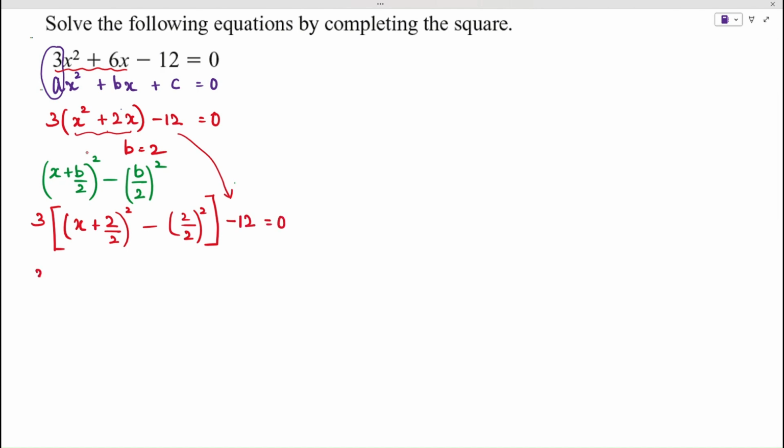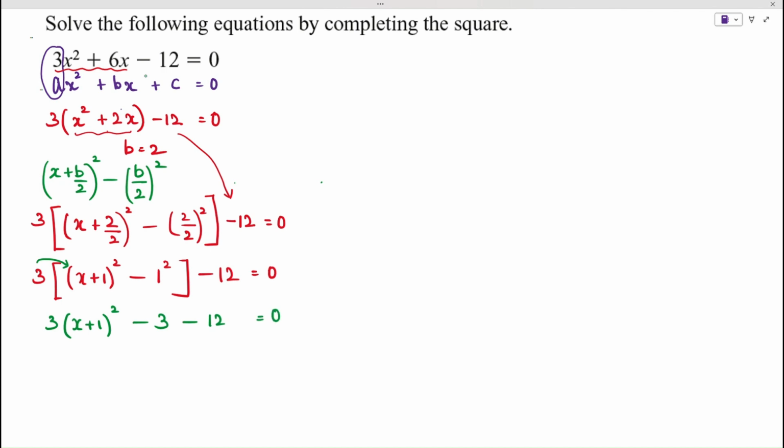Now we're going to simplify our fractions. We get 3 times x plus 1, the whole squared, minus 1 squared, minus 12 is equal to 0. If we now multiply our 3 into the brackets, this gives us 3 times x plus 1 the whole squared minus 3 minus 12 is equal to 0. So we get 3 times x plus 1 the whole squared minus 15 is equal to 0.